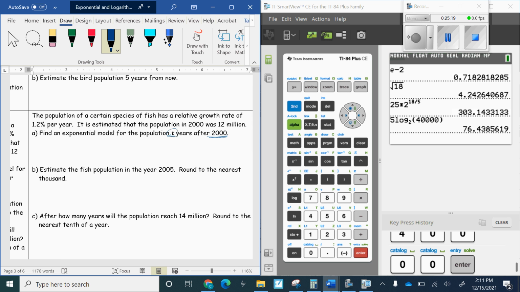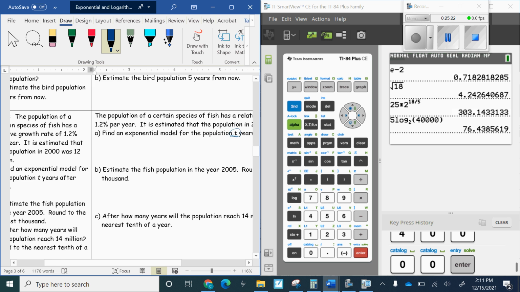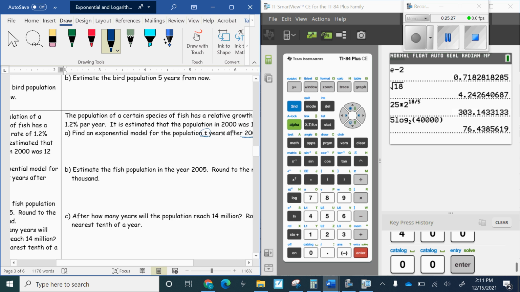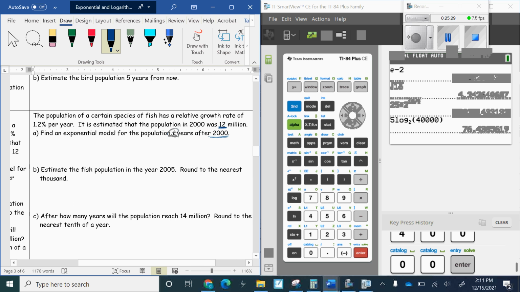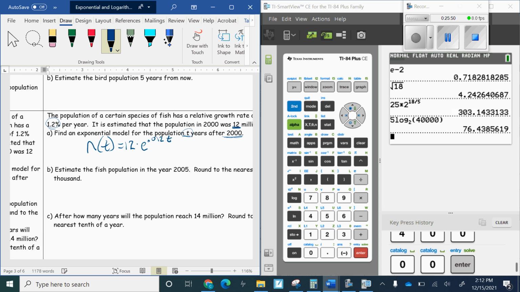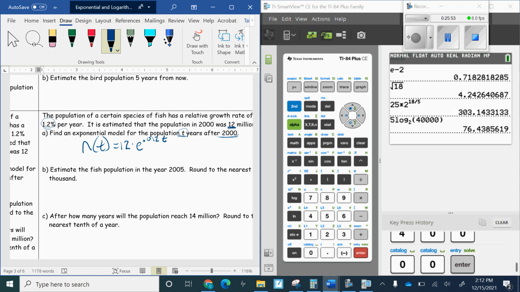So our initial population, let's see, we have 12 million, sorry. We're in the millions, and so we have N of T, the number total over time is equal to 12. Keep in mind that this is millions, times E to the R as a percentage, so 0.012 times T. All right, so that's your equation.